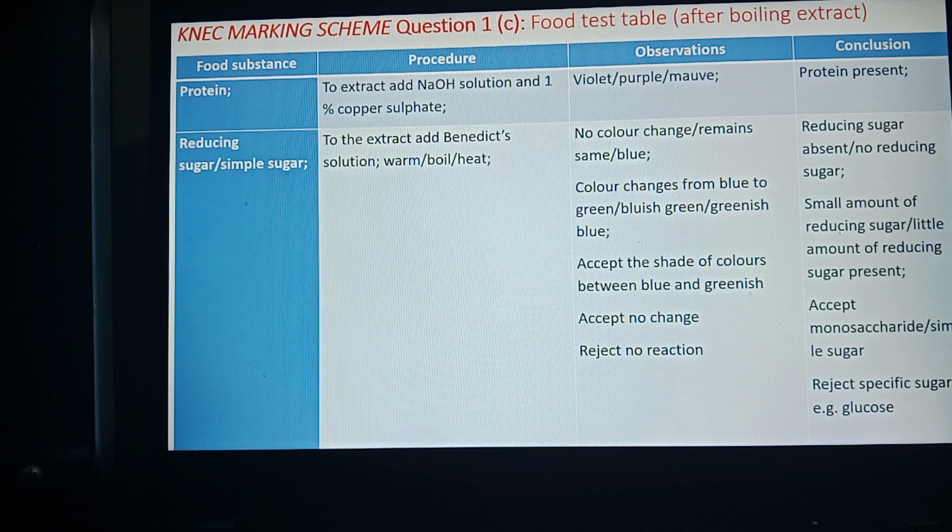Color changes from blue to green, bluish green or greenish blue. Small amounts of reducing sugar or little amount of reducing sugar. Accept the shades of colors between blue and greenish. Accept no change. Reject no reaction. Accept monosaccharides for simple sugar. Reject specific sugars to give glucose.